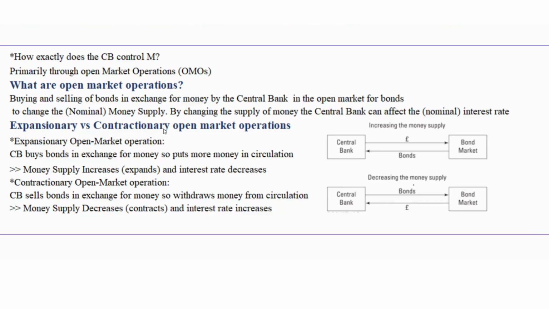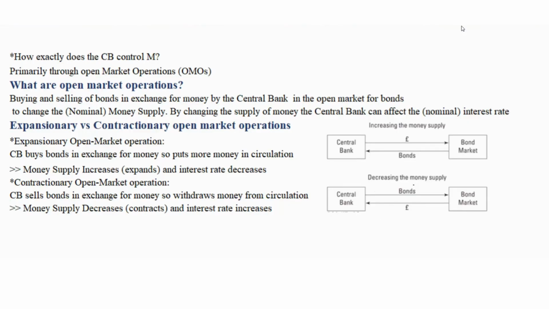Now we can have expansionary versus contractionary open market operations. Expansionary open market operations involve the central bank buying bonds in exchange for money, so it puts more money in circulation. Money supply increases and interest rate decreases. Contractionary open market operation is where the central bank sells bonds in exchange for money, so it withdraws money from circulation, money supply decreases, and interest rate increases.